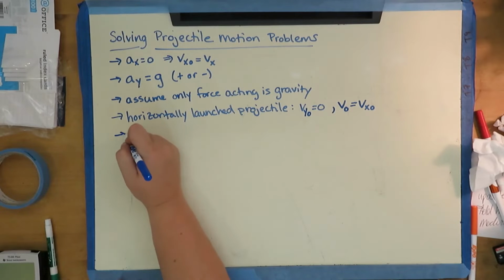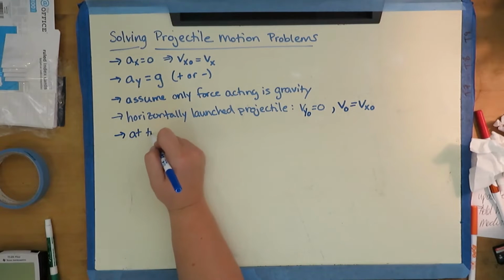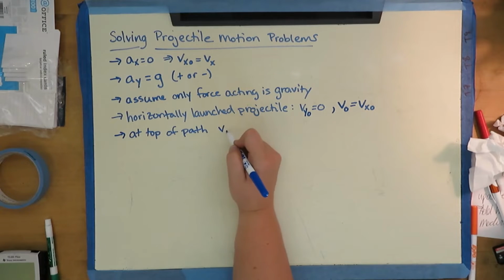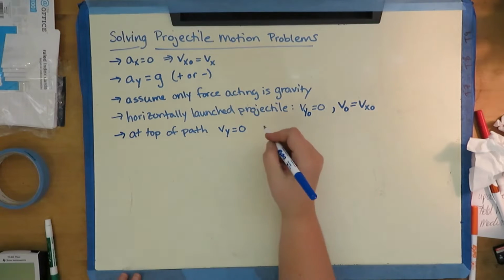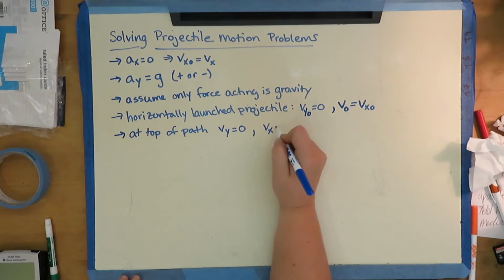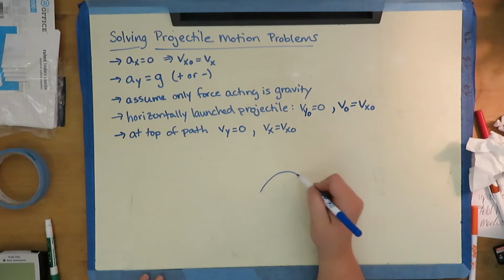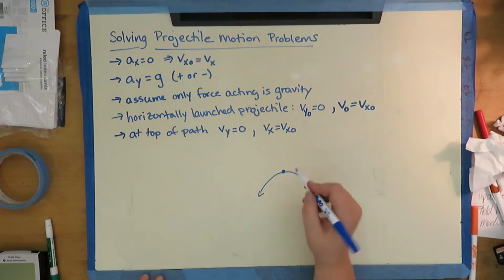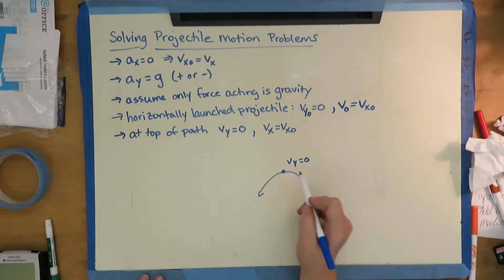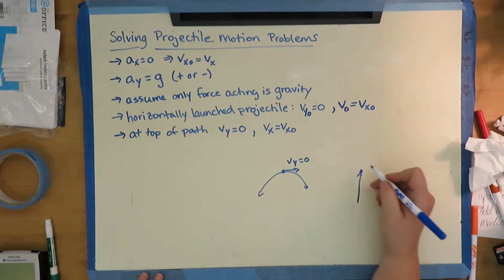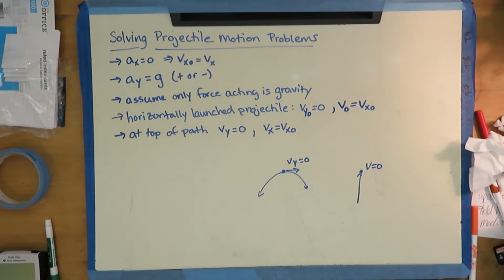The other thing we have to remember is that at the top of the path, the vertical velocity is equal to 0, but our horizontal velocity is still equal to whatever the initial velocity is. So if it's thrown at any sort of angle, at the top only the y component is equal to 0. There is still a horizontal component. That's different than when I tossed a ball straight up in the air, when at the top the overall velocity was equal to 0, because there was no horizontal component to keep on going. So those are our assumptions.